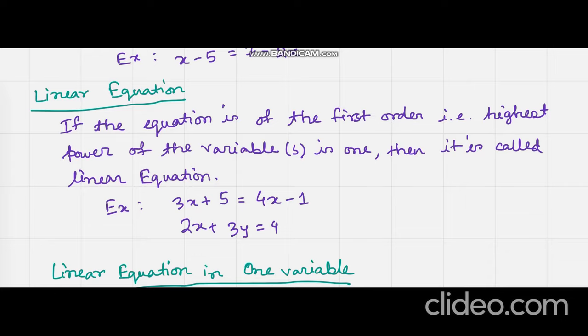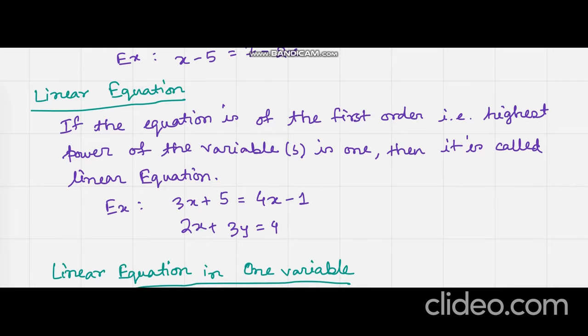Like 2x plus 3y equal to 4, you can see here that we have used two unknown quantities or variables, one is x, another one is y. But in both the variables we have the power as 1. So 2x plus 3y is your left hand side expression, and 4 is your right hand side expression.